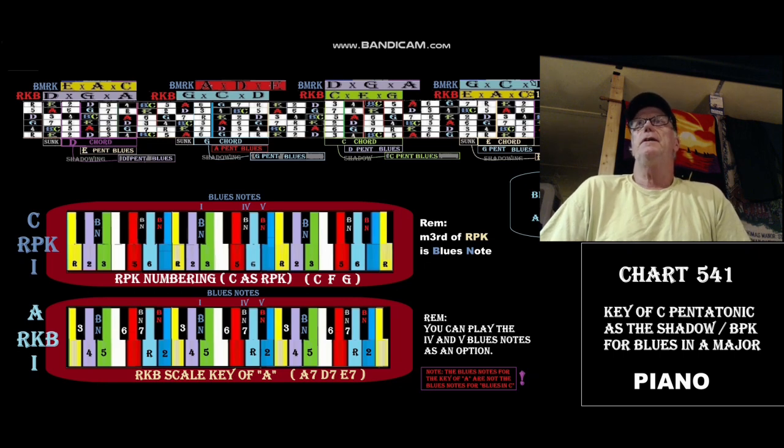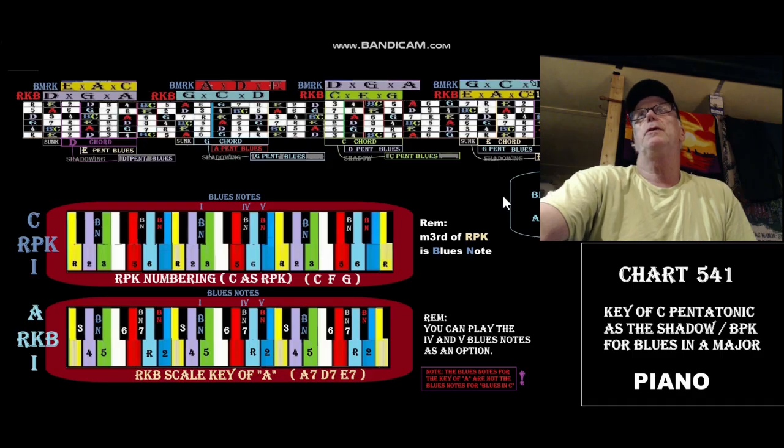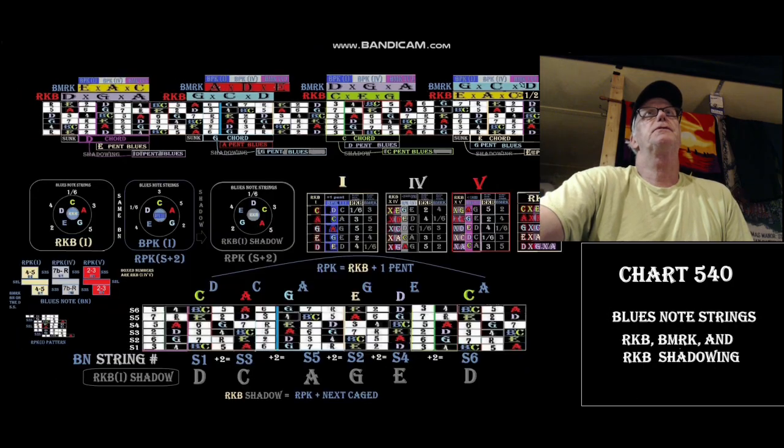So let's go ahead and look at 541, key of C pentatonic as the shadow blues pent key for blues in A major. Okay, so that's chart 541. We'll be talking about this primarily, but let's first look at 540 again. And this is blues note strings.